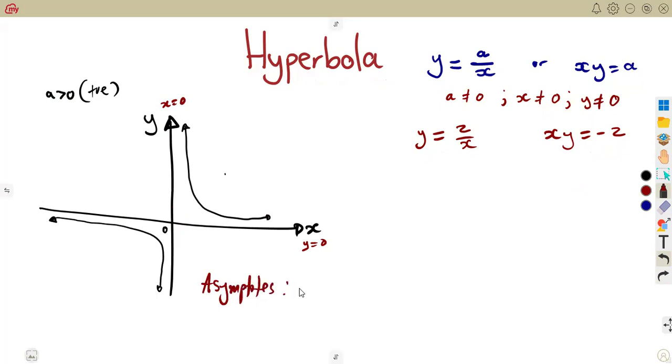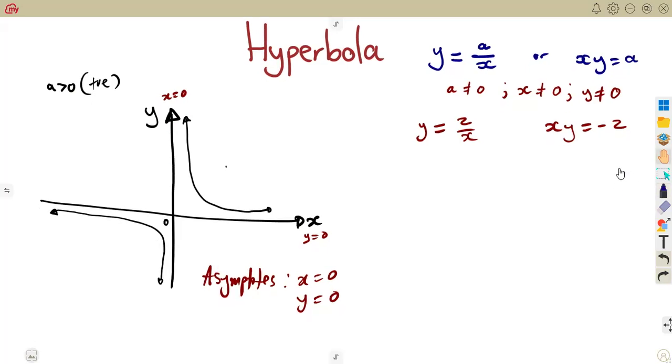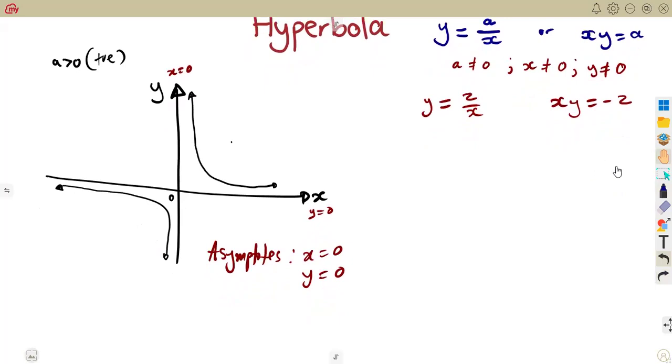In that case, the equations are x is equal to 0 and y is equal to 0. X is equal to 0 being the vertical, and y is equal to 0 being the horizontal. This same line that we are seeing is for the domain and also for the range. It is not limited. It is for any x value that we are going to have, as long as x cannot be equal to 0.